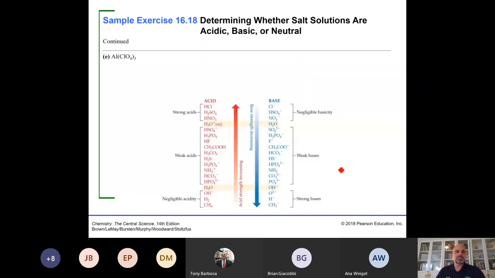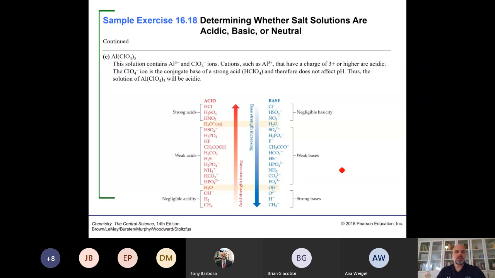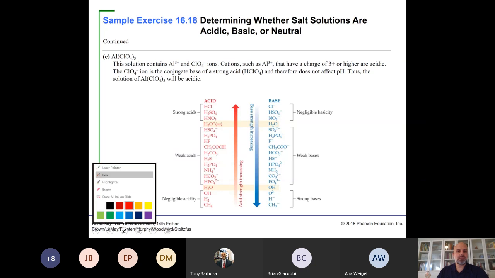One last example, aluminum chlorate. Right in this example here, the laser pointer again. The solution contains aluminum ions and chlorate ions. Well, the aluminum ions have a charge of 3+ or higher. Anything with a 3+ or higher is going to be acidic. This is not a transition metal, but it's a group 3 metal. It's going to be acidic overall.